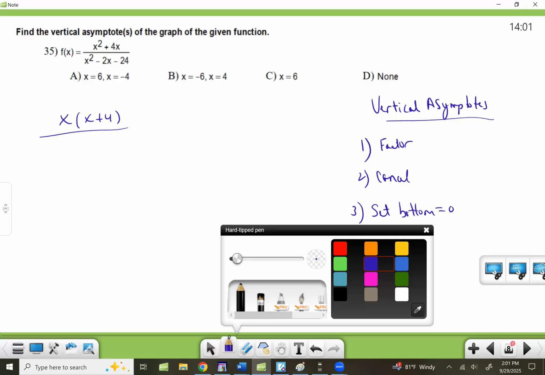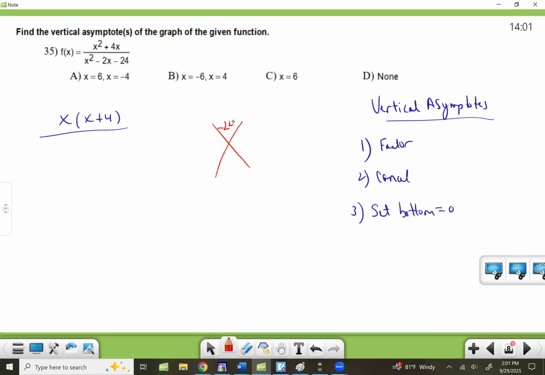For the denominator, we're going to have to use the x method. So we're looking for factors of the last number, -24, that multiply to make -24 and add up to the middle number of -2. So just start writing down things that multiply to make -24, like 3 times 8, 8 times 3.